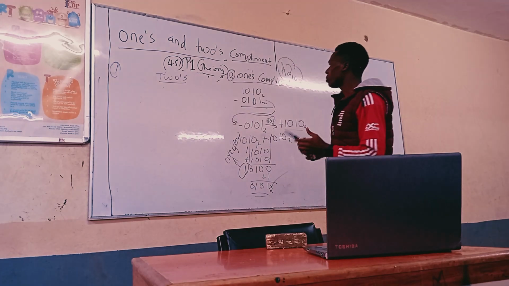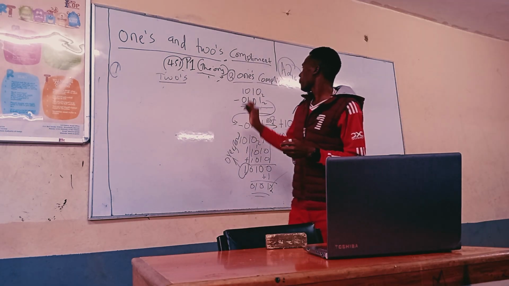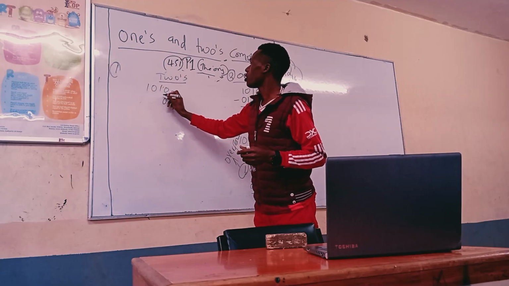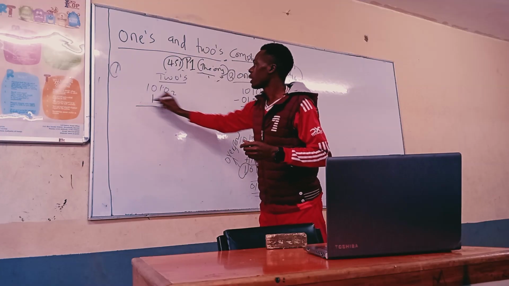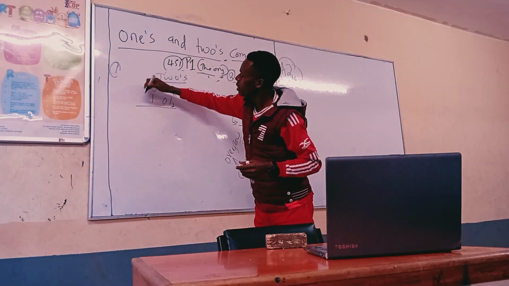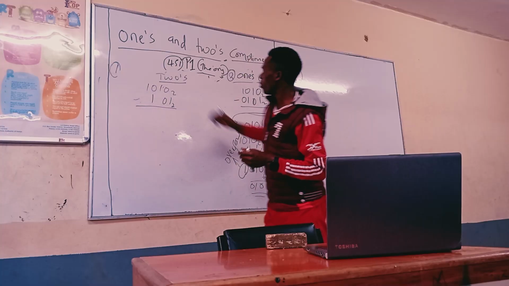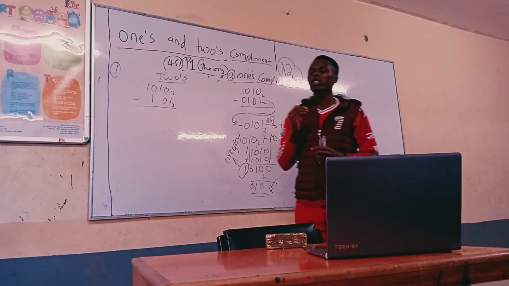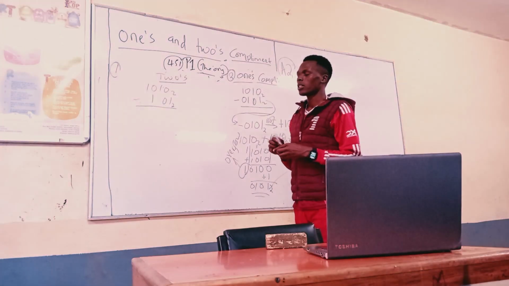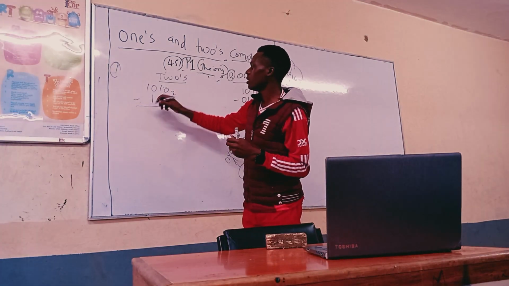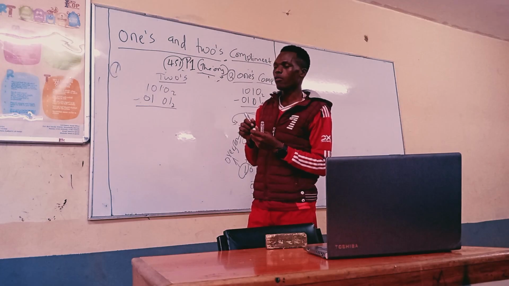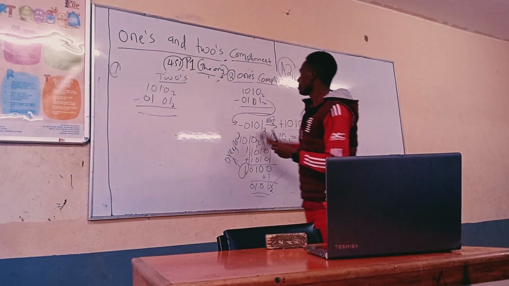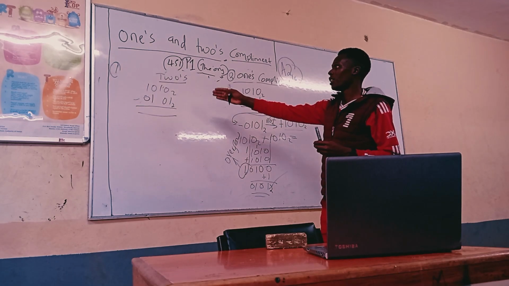Now, for 2's complement, the question was 1, 0, 1, 0, 2, 1, 0, 1, and then a subtraction. When we were doing 1's complement, I said we have to give every digit, every character a partner. So these ones are 3, so we add 1 for it also to have 4 characters. Similar to how we did the 1's complement is how we will be doing this one.